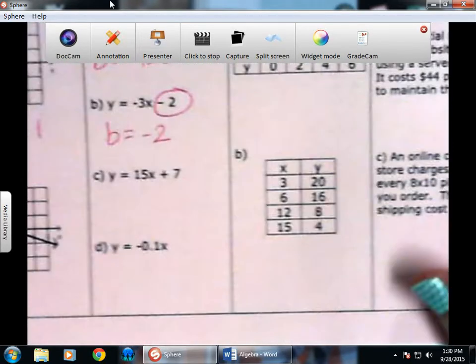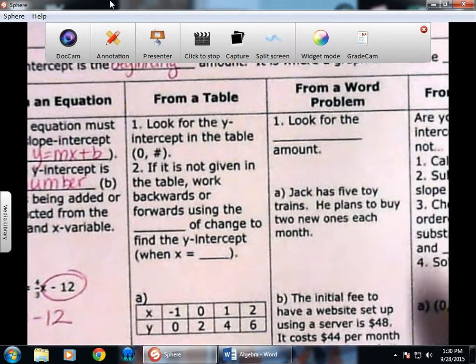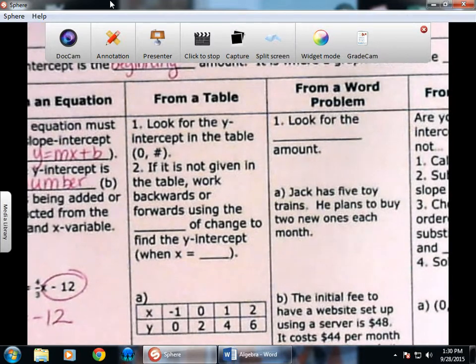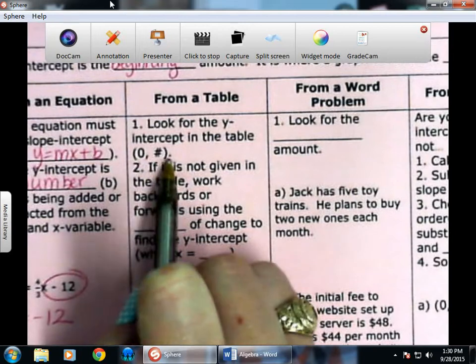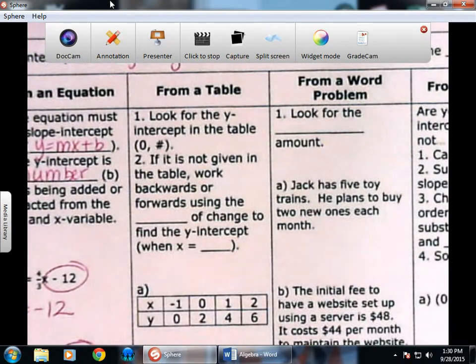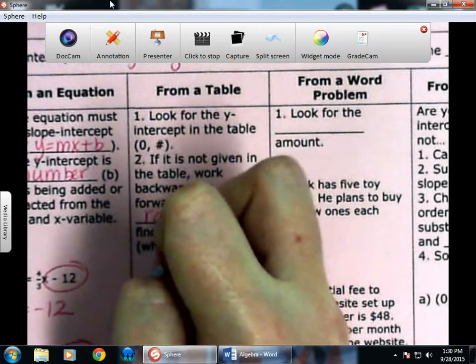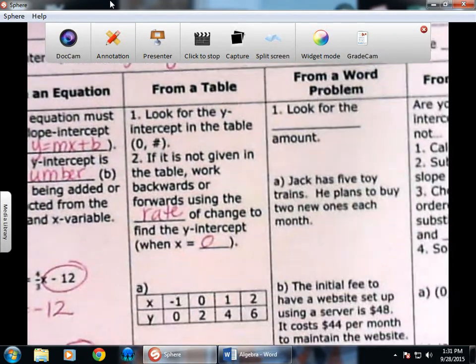Okay, you've got two examples. Pause and complete those on your own. So now let's look at a y-intercept from a table. This time you're going to look for the y-intercept in the table, and it's going to look like this, when x is 0 and y is a number. If it is not given in the table, you have to work backwards or forwards, excuse me, using the rate of change to find the y-intercept, and again, this is when x is 0.